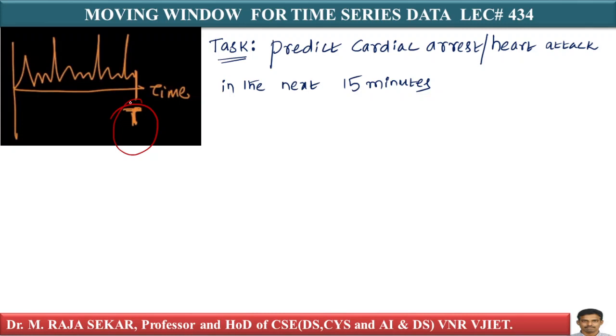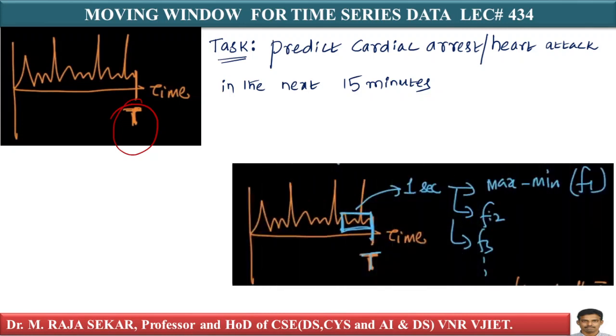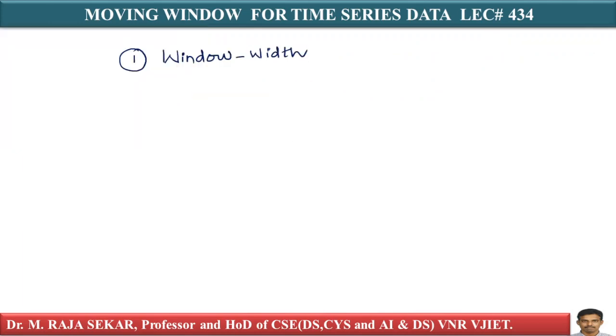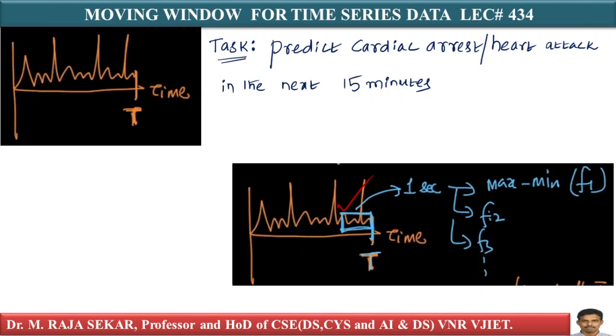What would I do here? I will discuss with the doctor and design all my features, and I would say this is the window of time. The doctor might say only look at the last 1 second of data and look at the difference between maximum and minimum, or look at how many times it's beating. Feature 1 may be max minus min, feature 2 may be how many times it's beating, feature 3, feature 4, something like that. If it is beating abnormally, the doctor will tell you what to look for. Based on that, you design your features.